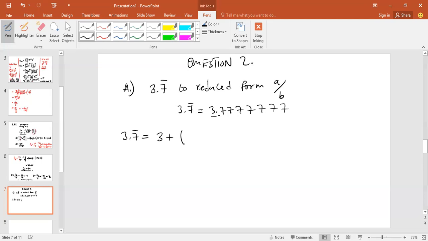Then you have the first 7. So you're going to say 0.7 plus, then you go to the next 7, 0.07. You go to the next 7, 0.007, plus you go to the next one, 0.0007, plus you can go on and on.